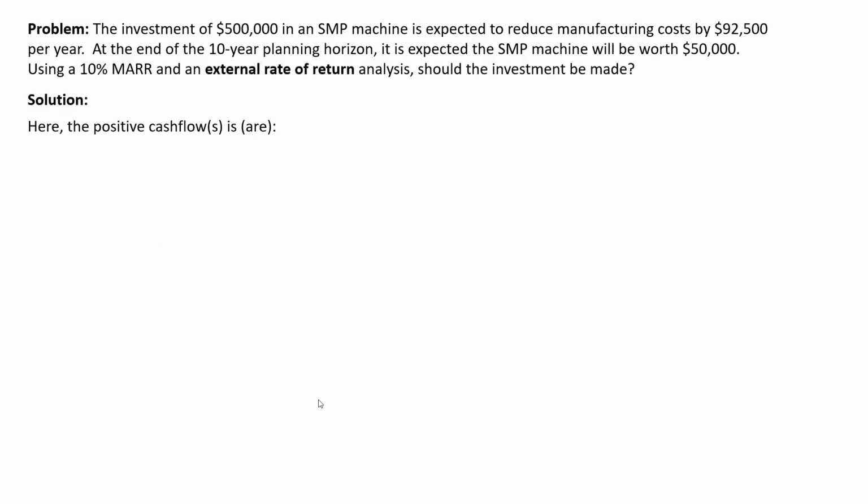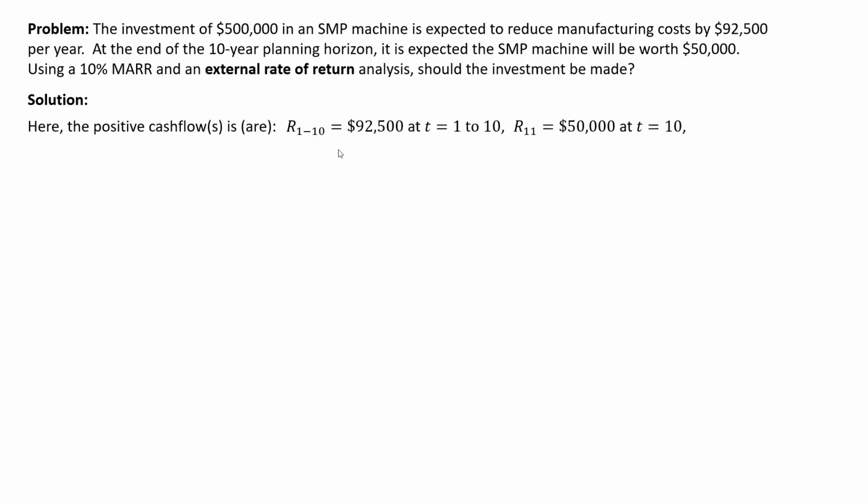Okay. The positive cash flows. What are the positive cash flows? The investment of 500,000, is it? Nah. It reduces the manufacturing cost by $92,500 per year. That's money in your pocket. So the 92,500. What else? And it will be worth 50,000. So there is another one at 50,000, which is going to happen at t equals 10.